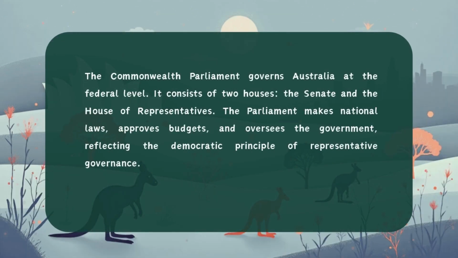The Commonwealth Parliament governs Australia at the federal level. It consists of 2 houses, the Senate and the House of Representatives. The Parliament makes national laws, approves budgets, and oversees the government, reflecting the democratic principle of representative governance.